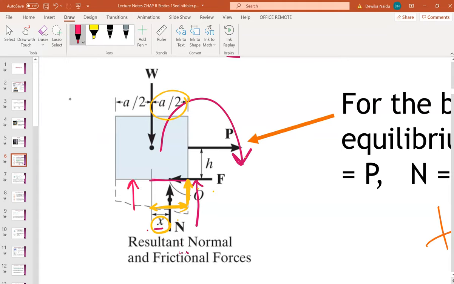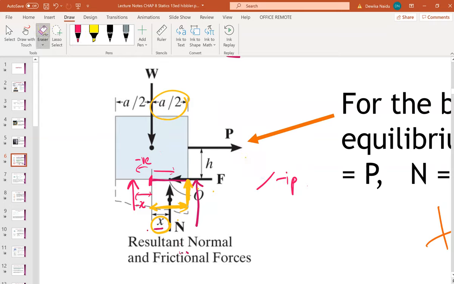What happens if it's at the back here? That's very safe. If you calculate and get your x as negative, because this is the reference point you're taking, anything on this side is positive and anything behind is negative, it means the box is very stable. It may slip, but it will never ever tip. Remember that, it is a very important point.